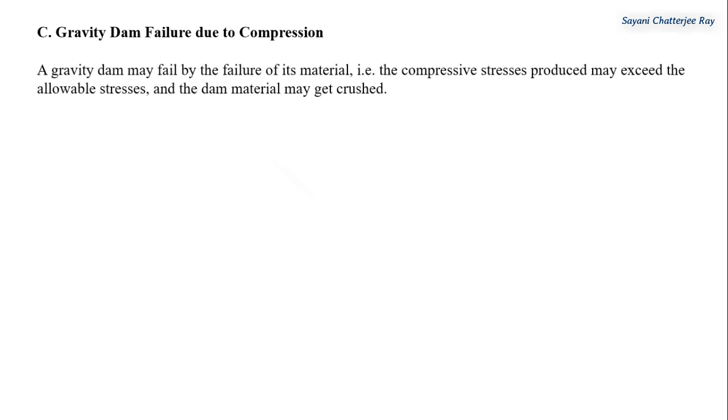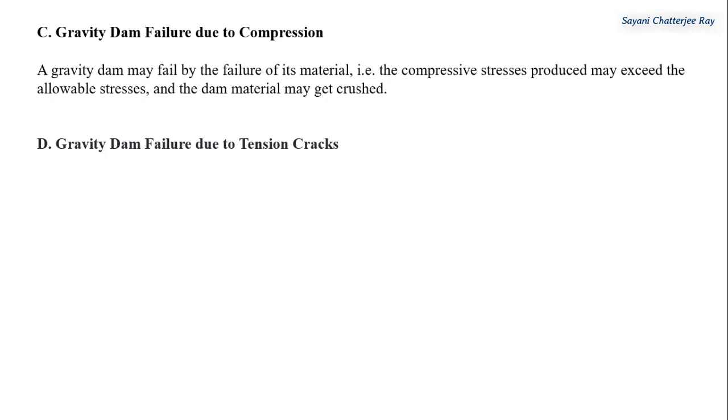Compression or crushing failure in gravity dams. Due to excessive compression exceeding the permissible limit, the dam may fail. The excessive compression causes crushing of the dam materials or exceeds the safe bearing capacity of the soil. For the safety of the dam, it is necessary that the compressive stress of masonry should never exceed its permissible limit or the safe bearing capacity of the soil under foundation.